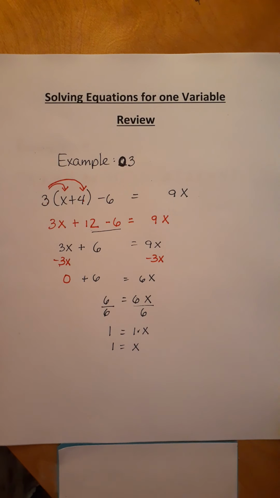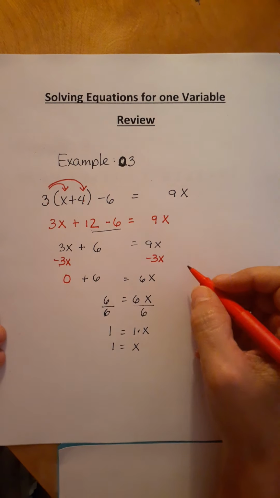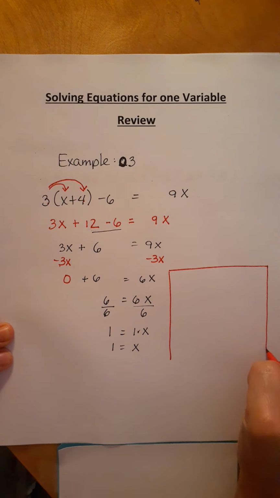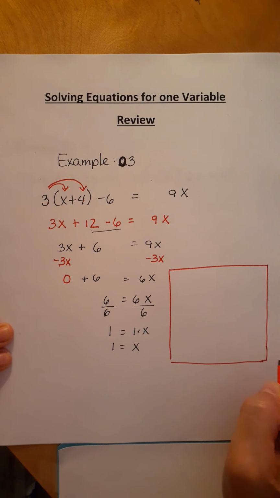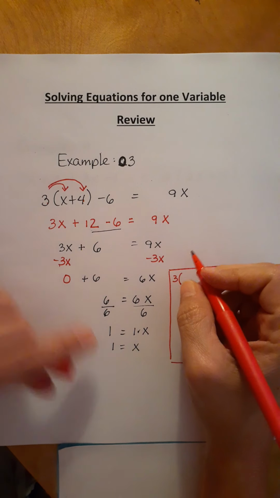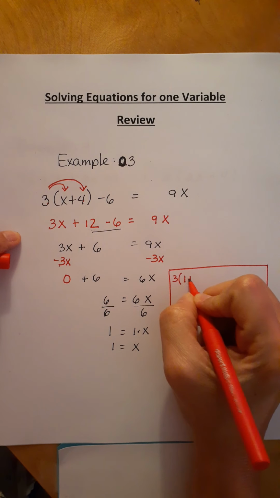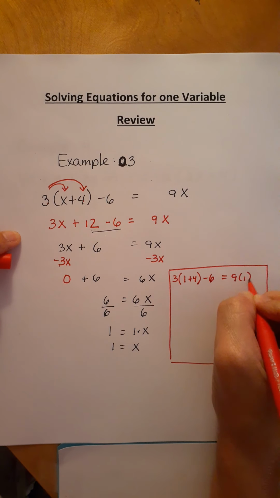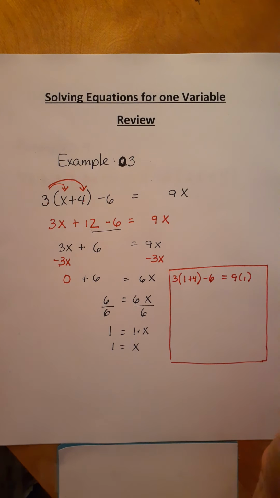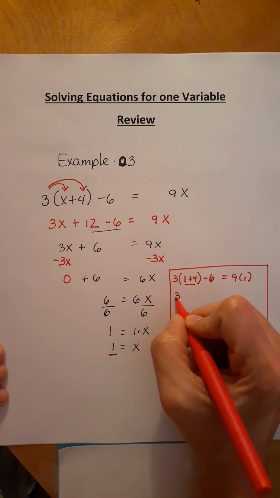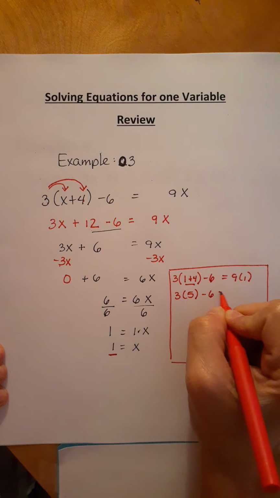Now we can check this, right? Let's check it. So I'm going to write right over here. Let's check. 3. I'm going to use 1 where I see an x. 1 plus 4 minus 6 equals 9 times 1. Everywhere I saw an x, I replaced it with 1. Inside the parentheses, 3 times 5 minus 6 equals 9.